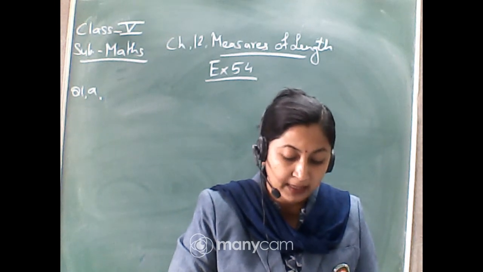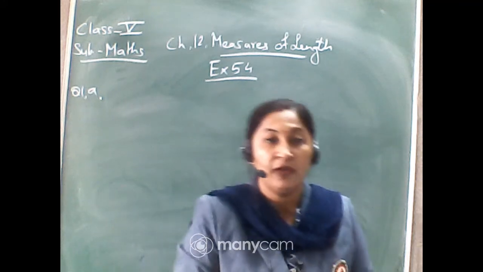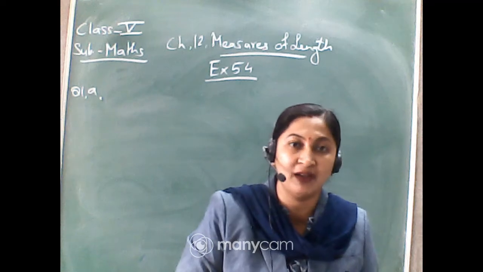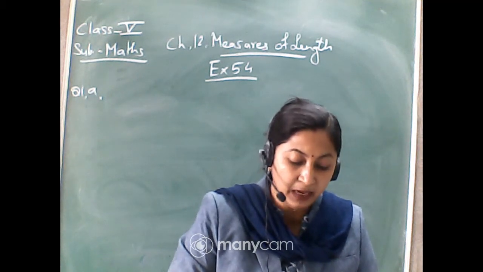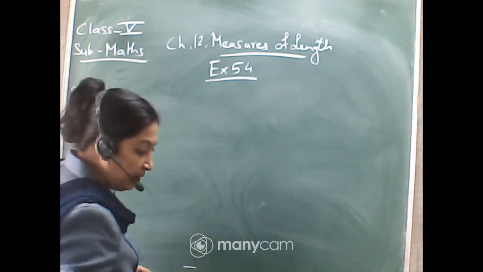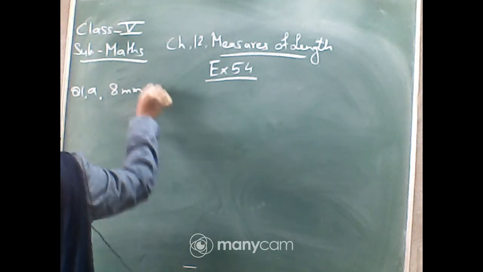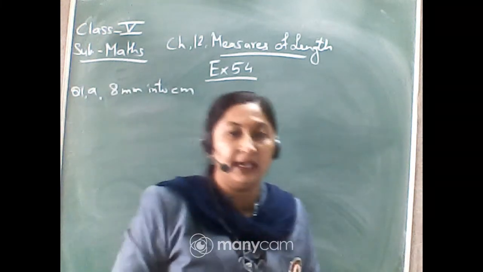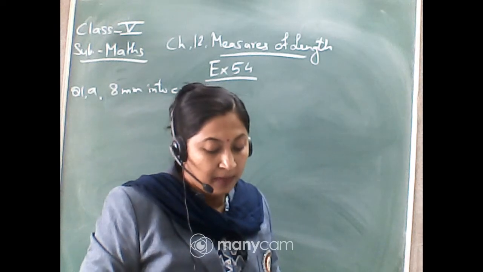Question number 1 is convert. That means again the conversion is there. Now you have to do from the smaller units to higher units. That means from the lower units to higher units you are converting the things. The first one is given, 8 millimeter into centimeter. In the previous exercise we were doing centimeter to millimeter. Now we have to do from millimeter to centimeter.